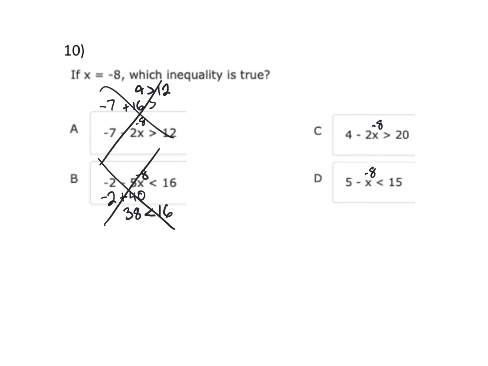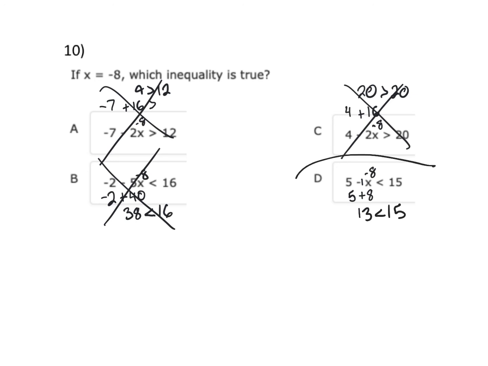Next one, C, we have negative 2 times negative 8, which is positive 16. And we have a 4. So 4 plus 16 is 20. And it says 20 is greater than 20. Those are equal, so C would also not be our answer. And for D, we would plug in negative 8, and this is really a negative 1x. So we do negative 8 times negative 1, which is positive 8. So we get 5 plus 8, which is 13, and 13 is less than 15. So D would be our answer.